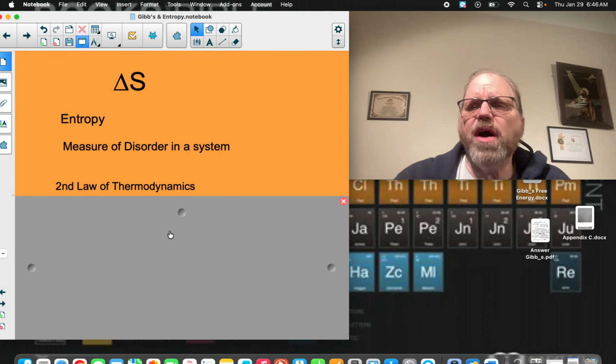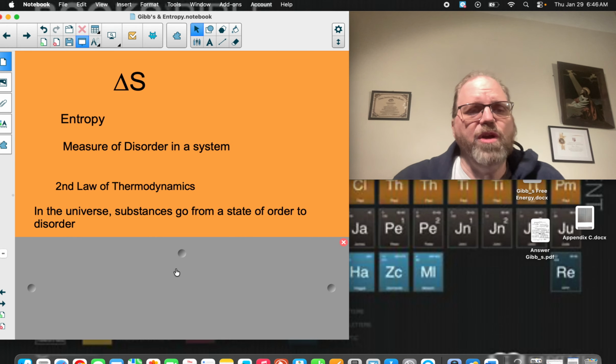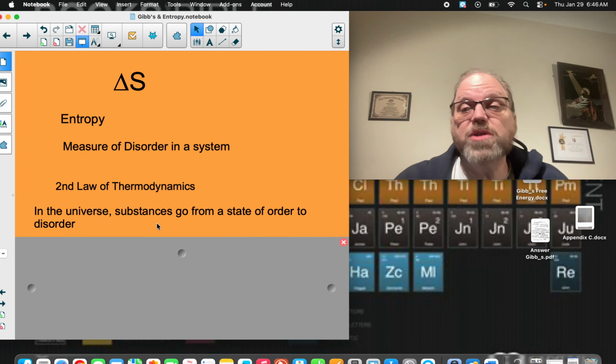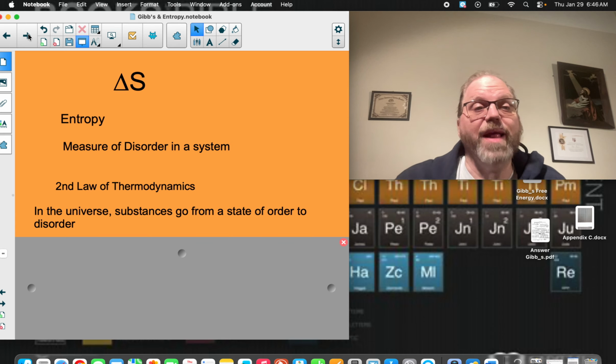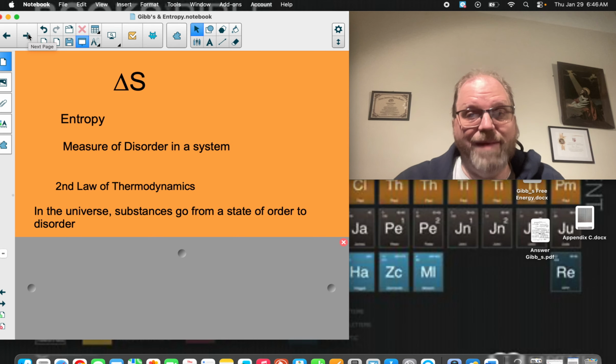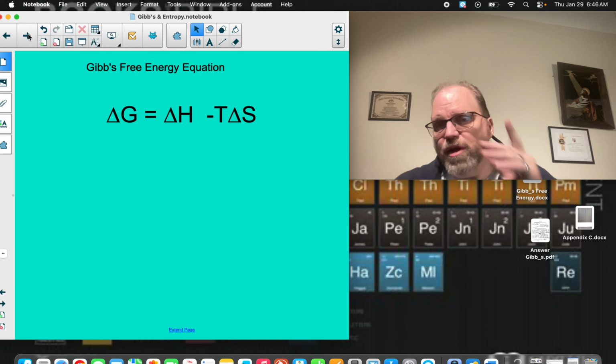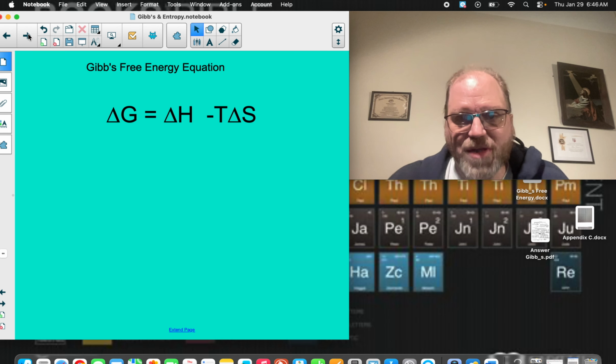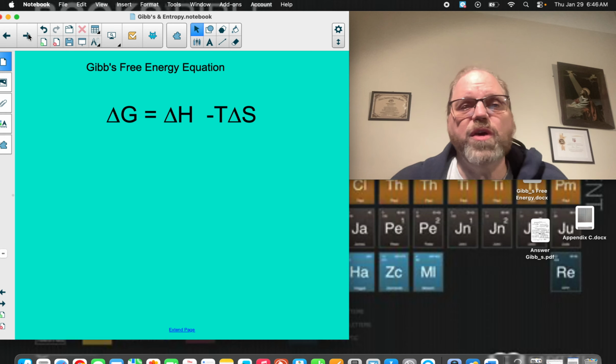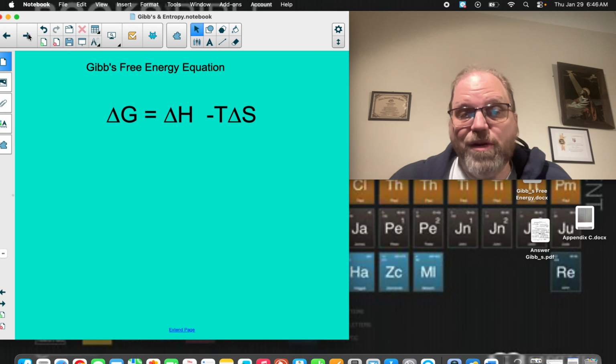Okay, what does the second law of thermodynamics state? In the universe, substances go from a state of order to disorder, and that's straightforward. It's a law. Doesn't matter if you like it or not, it's a law. All right, so how do we find it? We could use Hess's law. It doesn't quite work that way. So we're going to have to use what is called the Gibbs free energy equation.